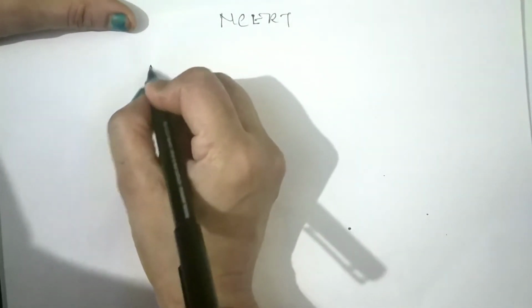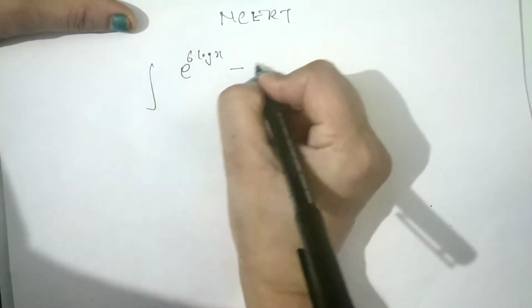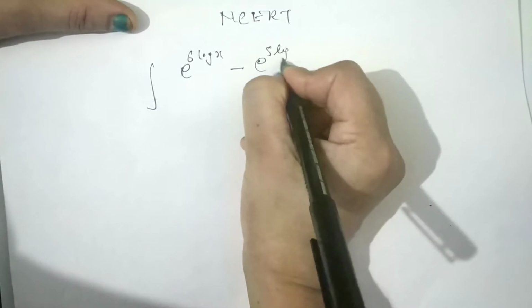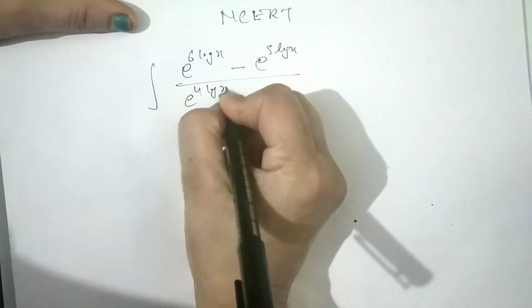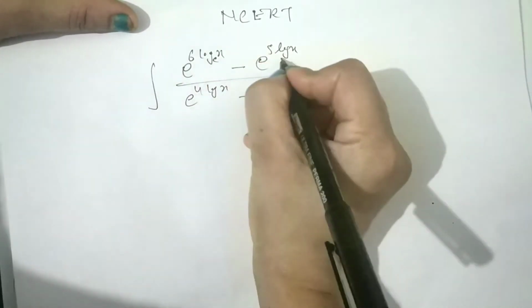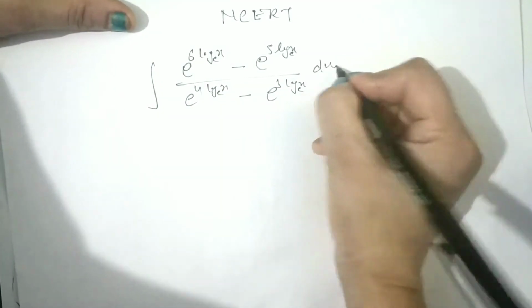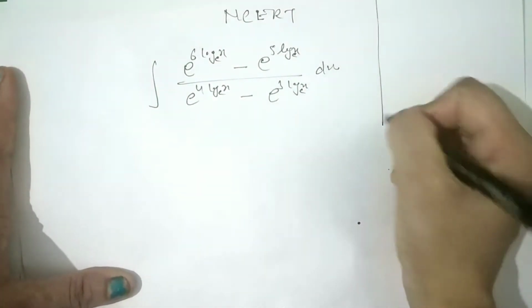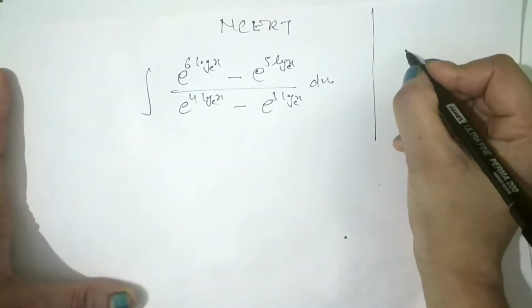This is integration of (e raised to power 6 log x minus e raised to power 5 log x) upon (e raised to power 4 log x minus e raised to power 3 log x). It is natural log, you can write ln. Now we have to solve this integration. So we are going to use the formulas of log.